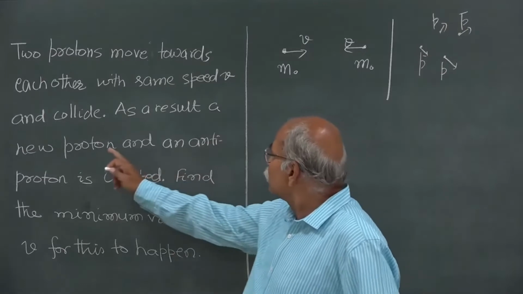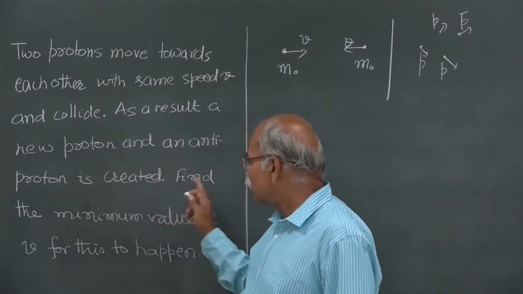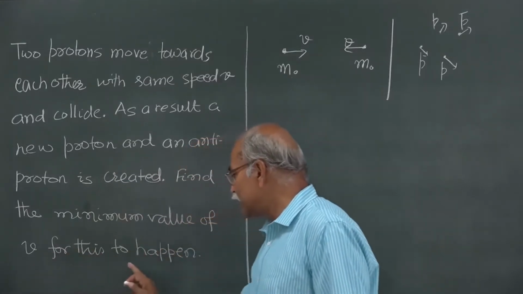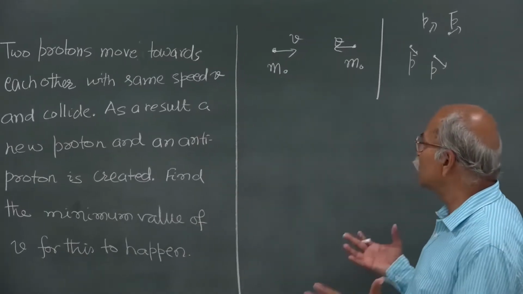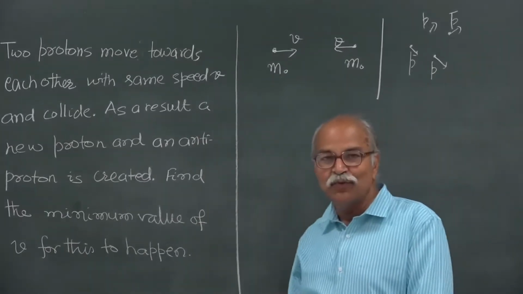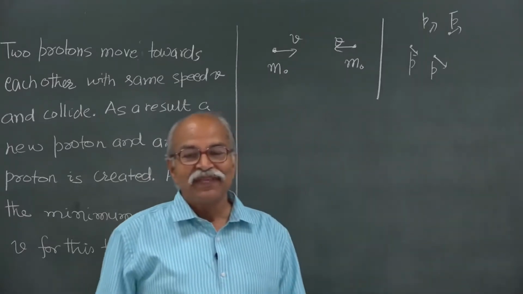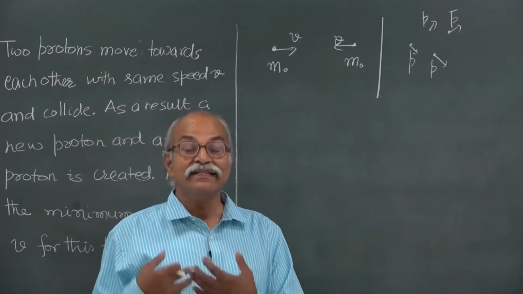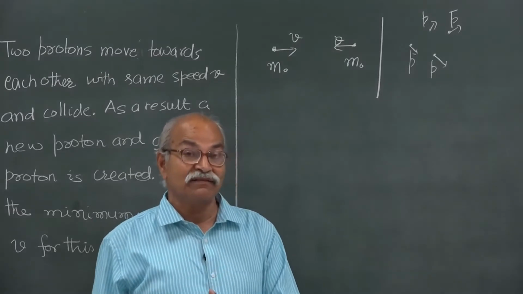So, as a result, a new proton and an antiproton is created. Find the minimum value of V for this to happen. So, what we are doing? We are colliding two protons moving towards each other, and because of this collision, kinetic energy is being used to create new particles.